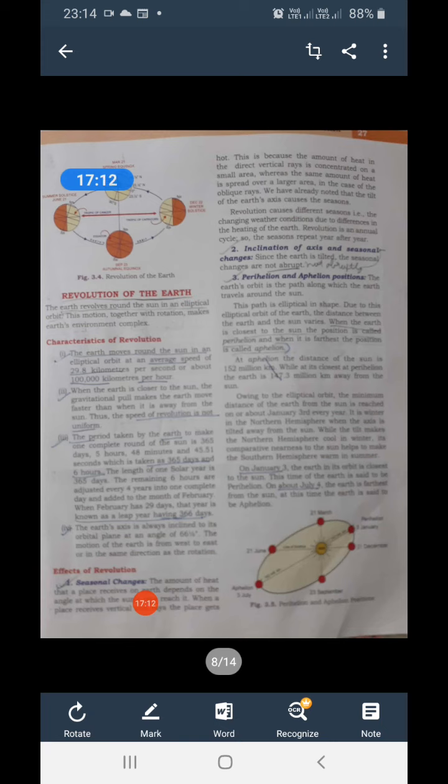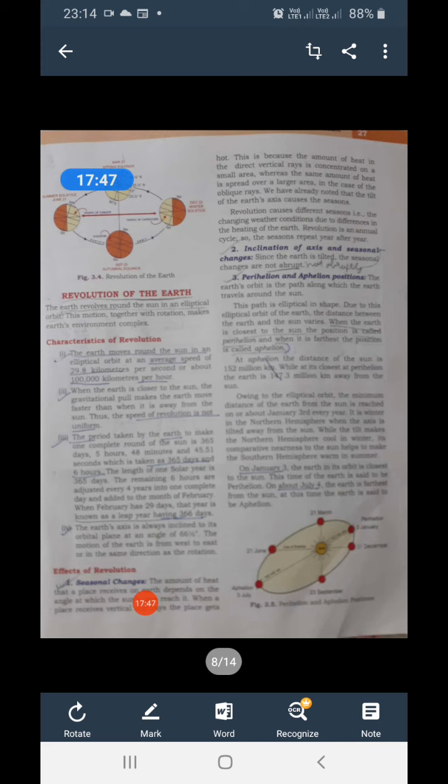So remember that. Second is inclination of the axis and seasonal changes, that because the earth is tilted and inclined, we have seasons, but when one season changes into another, or one season goes away and the other season comes, the change is not abrupt. Suddenly it does not happen. Just like when you have day, you don't have night immediately, you have evening, then night. Okay, so this way the change is not abrupt.